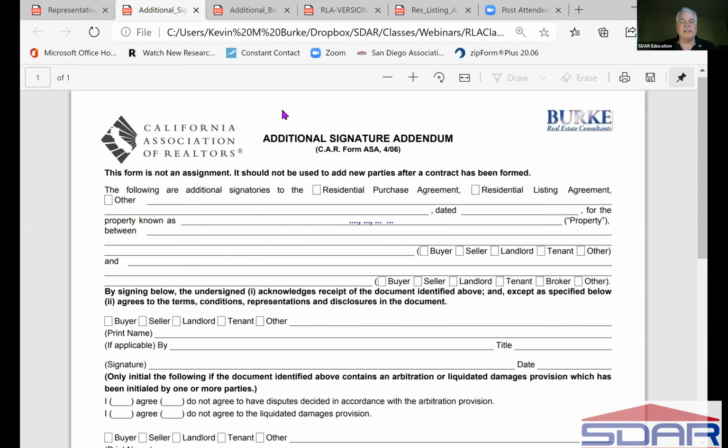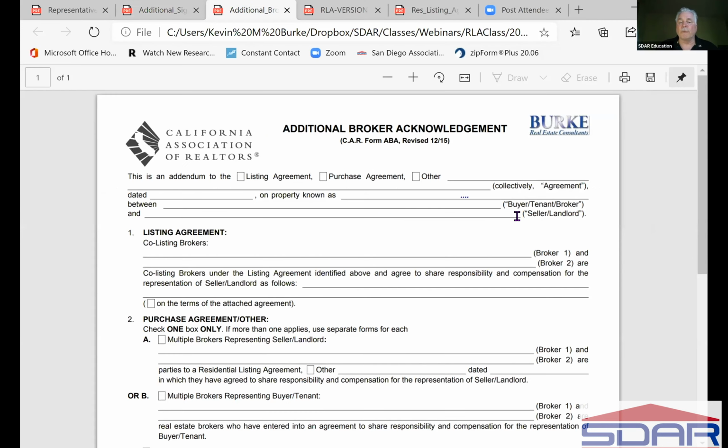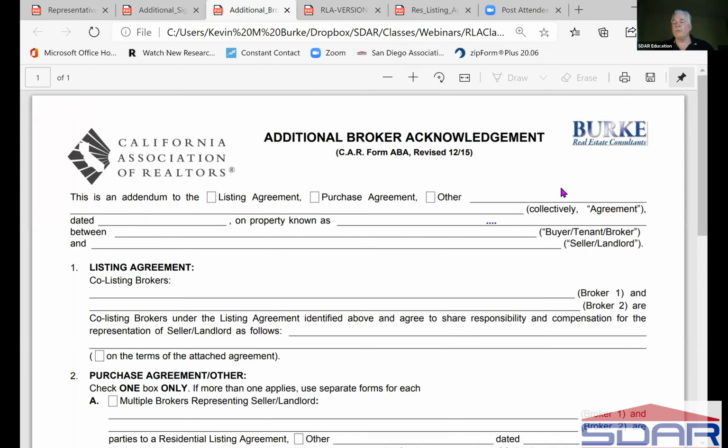So we had our additional signature addendum. Now we're going to have our additional broker acknowledgement form, which says, guess what? We have another broker. We have two brokers that are going to co-list this property. And let's take a look and see what that looks like. Okay. So it's my ABA. Make sure I'm using the current version. It hasn't been revised because there's really not much use to it, but maybe the listing agreement, maybe the purchase agreement. Usually we see it in the listing agreement.